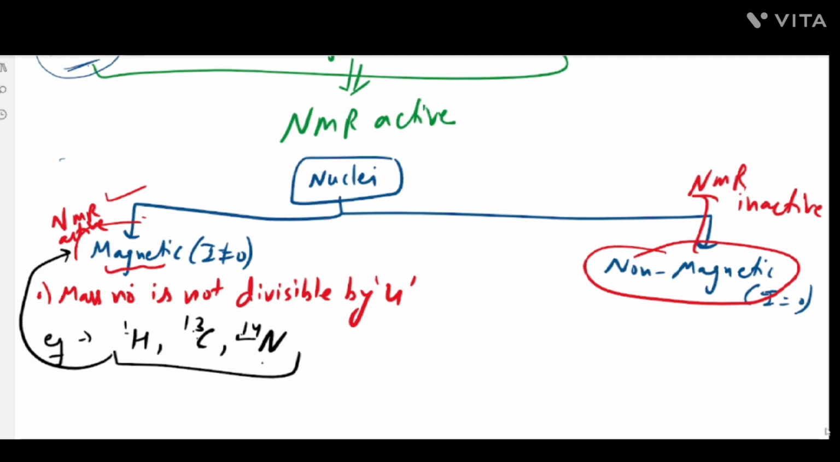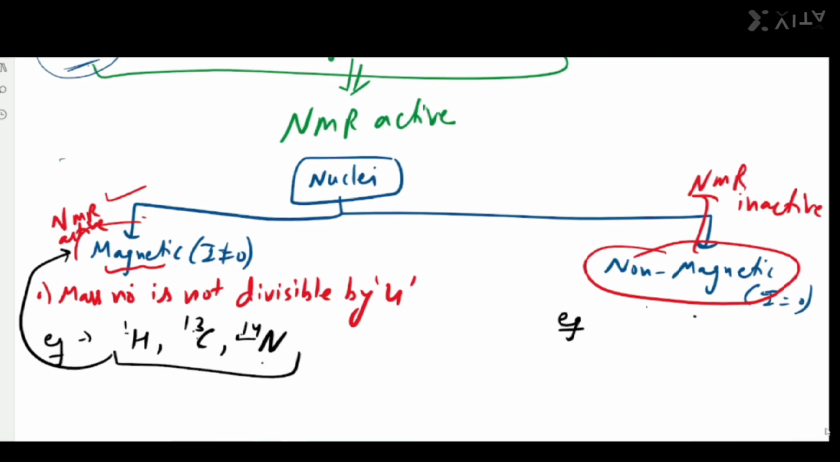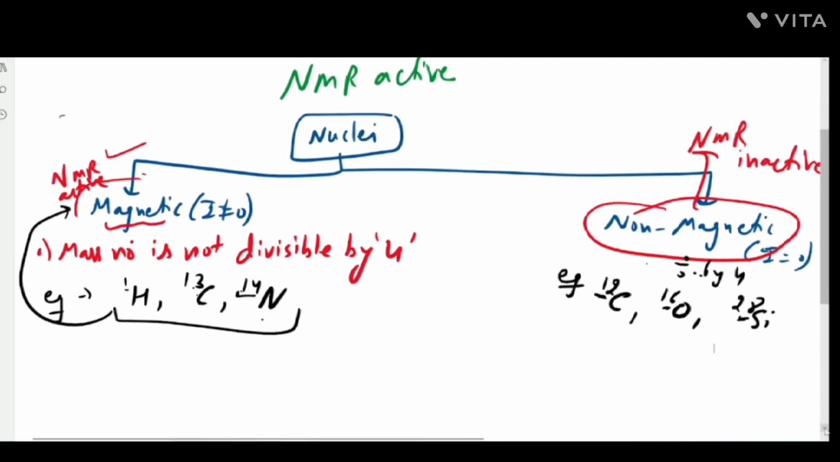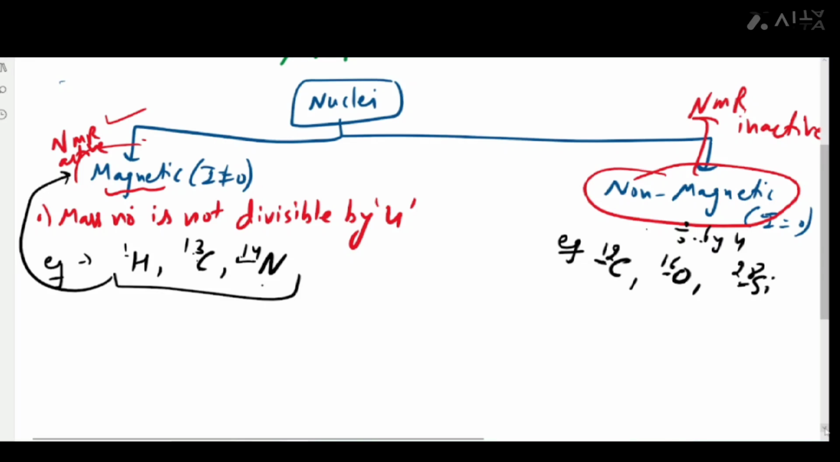Whereas if the mass number is divisible by 4, it means NMR inactive. For example, C12, O16, silicon 28. The mass number 12 is divisible by 4, the mass number 16 is divisible by 4, and the mass number 28 is also divisible by 4. It means these are NMR inactive.